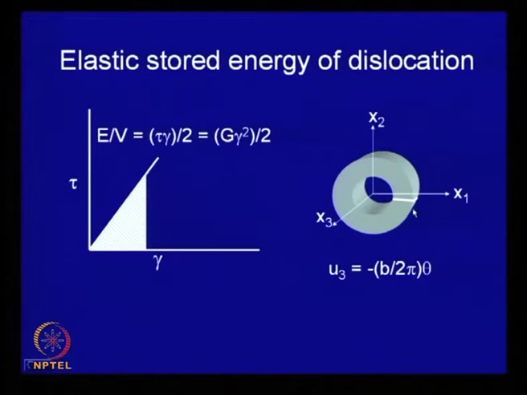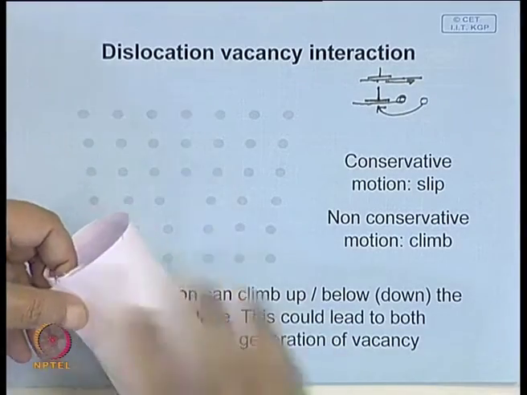Now, let us try to visualize the process of generation of this dislocation. Let us try to explain it with this. Suppose you take a piece of paper and fold it like this.